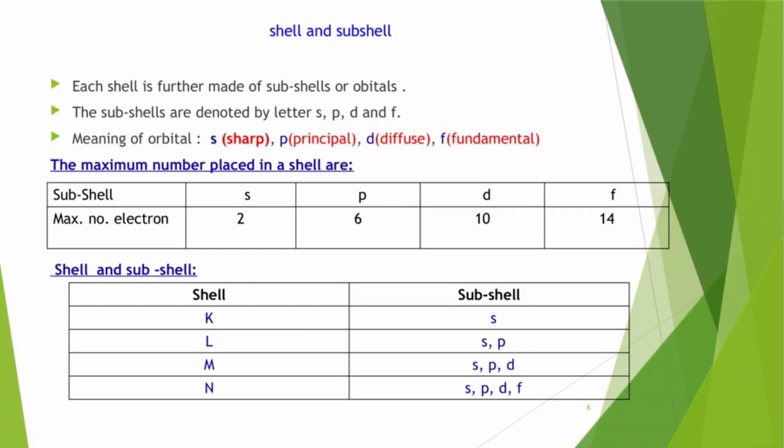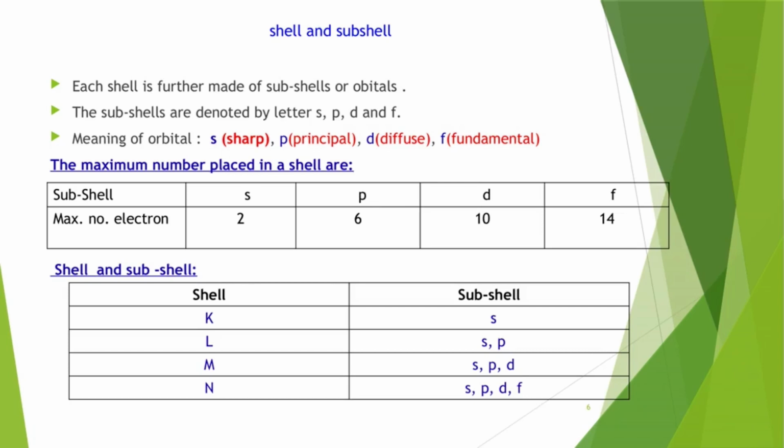Yesterday again we studied about the cell and subcell. I have told that a cell is further divided into subcells, and there were 4 and they were denoted by the letters S, P, D and F, whose meanings were S for sharp, P for principal, D for diffuse and F for fundamental. And already I have told how many maximum electrons we can place in a particular subcell, that is S 2 maximum, in P we can place 6, in D maximum 10 electrons can be placed, and in F 14 electrons can be placed. That already we learned yesterday.